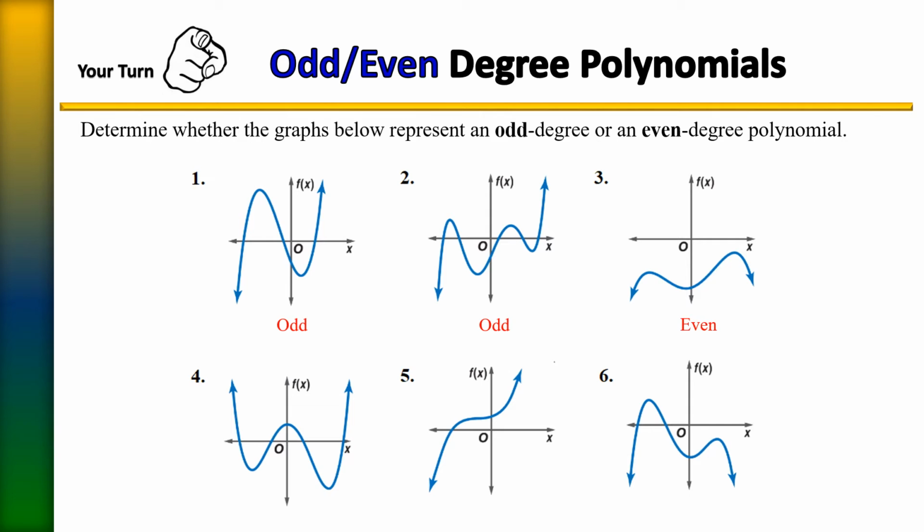So moving on, number 4, what would you say that is? If you said even, that is correct, both ends facing up. Number 5, yes, number 5 is an odd degree, because notice the end behavior there, they're facing in opposite directions. And number 6, if you said even, you're correct. Good job. So if you had trouble with any of that, please rewind the video so that you can get a better understanding or clarification of the difference between an odd degree or an even degree polynomial.